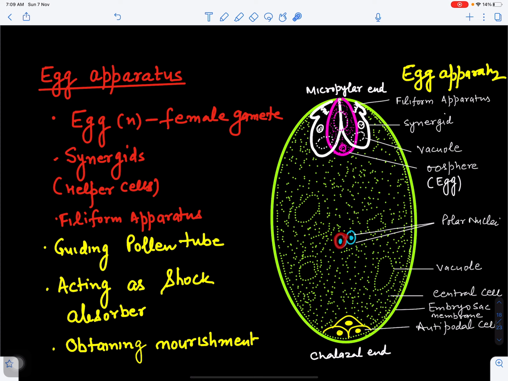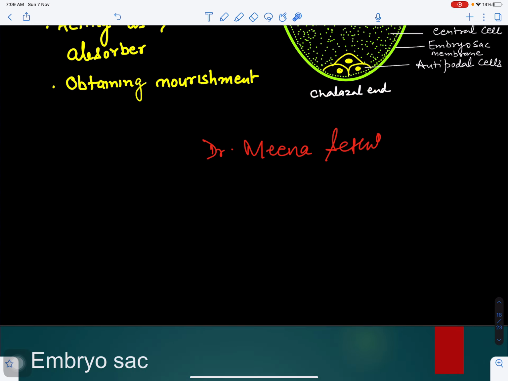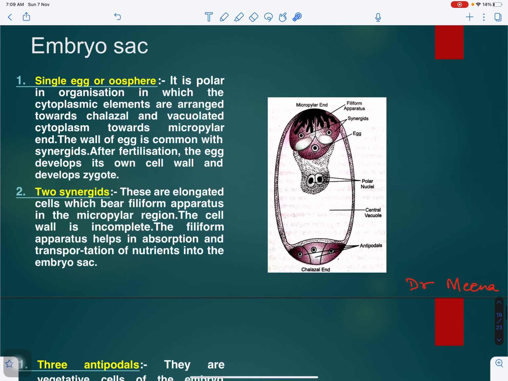Now these are two polar nuclei present in the center, and these are three antipodal cells present here at the chalazal end, and this whole cell is called the central cell, and these are the tiny vacuoles which later on can get organized to form a full-fledged bigger vacuole. So this is the structure of the mature embryo sac, and I will discuss it in detail one by one.